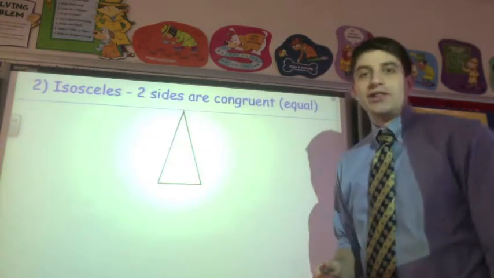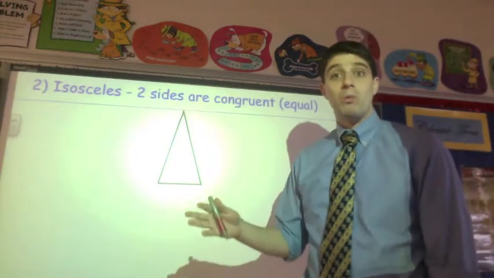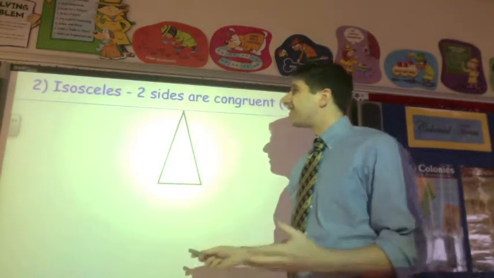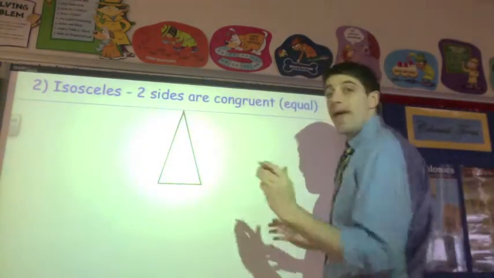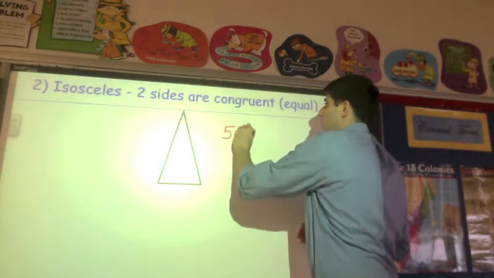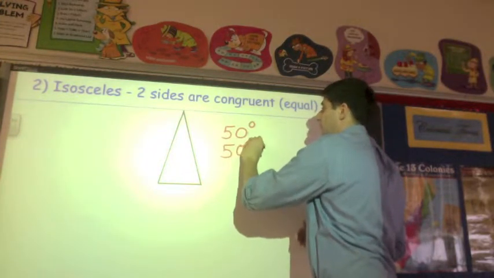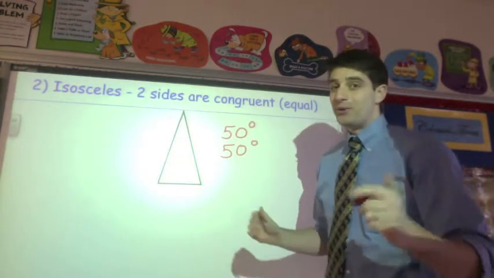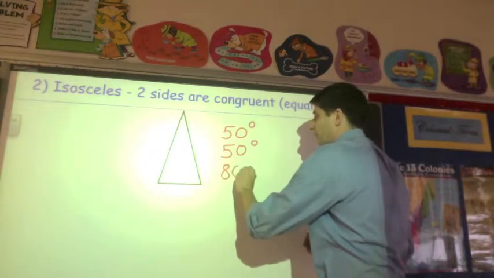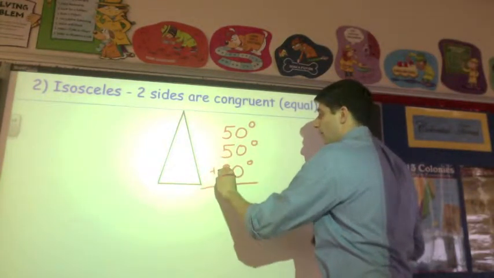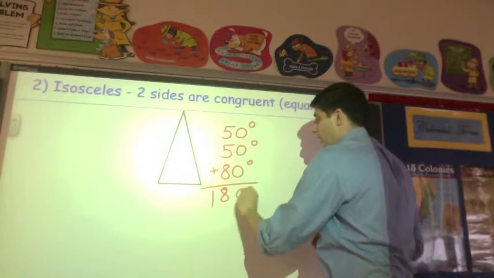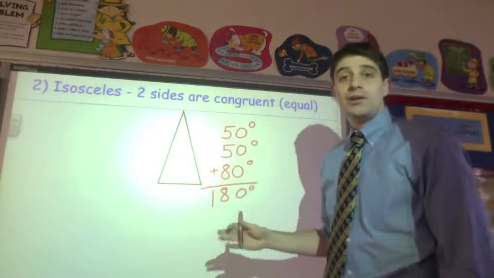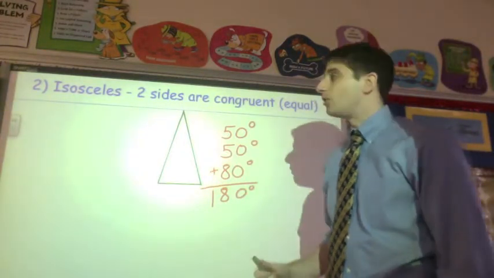Next we have isosceles, and that's where two sides are congruent, or equal. You learned a new vocabulary word there. So if I had an isosceles triangle, my two measurements may be 50 degrees and 50 degrees, which means my third measurement would be, yep, you guessed it, 80 degrees. And if I add these all up, I come up with 180 degrees. Now remember, our measurements could be a little different. I'm just using nice round numbers to make this a little easier.